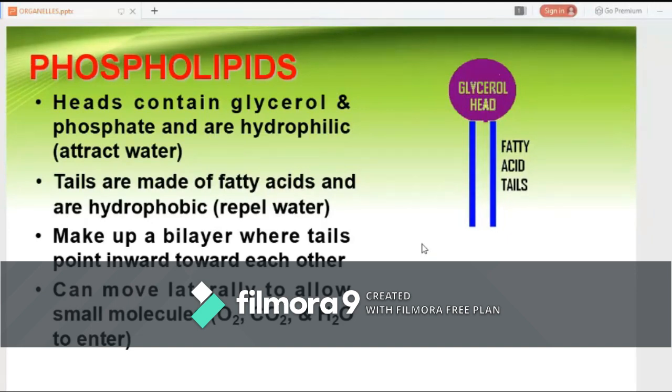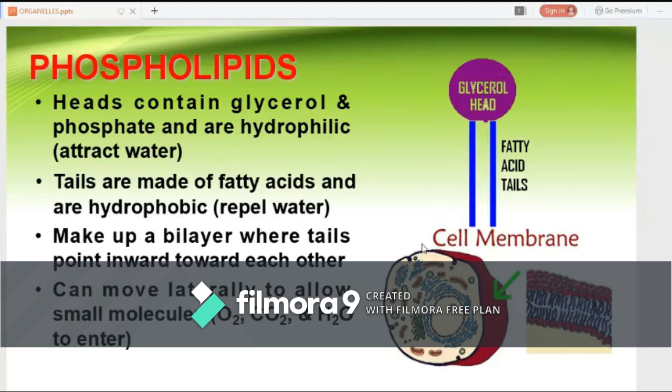A phospholipid is a lipid molecule with two fatty acid chains and a phosphate containing group. The hydrophilic or water-loving head of a phospholipid contains glycerol. Glycerol is a simple compound which is a colorless, odorless, viscous liquid that is sweet-tasting and non-toxic. And the hydrophobic or water-fearing tails are made up of fatty acids.